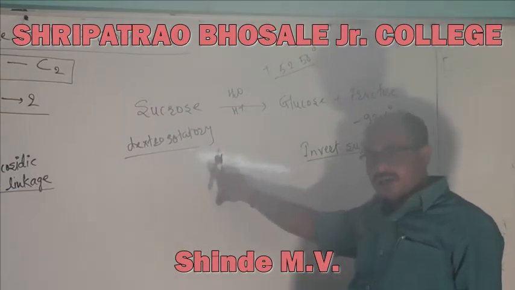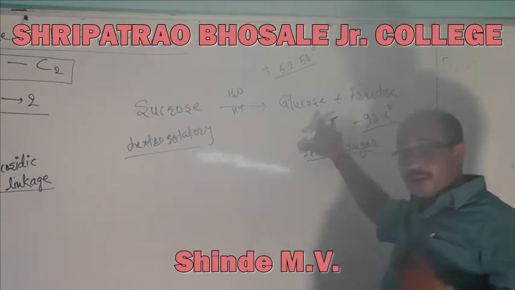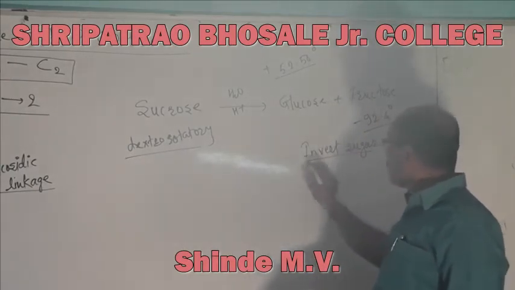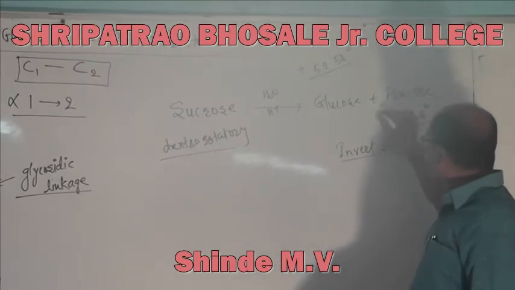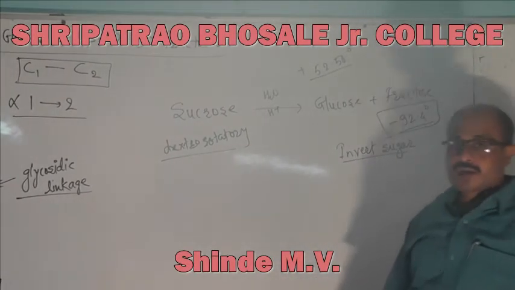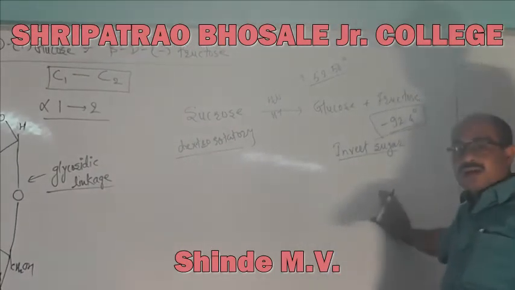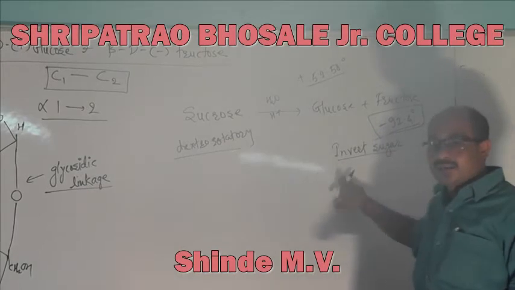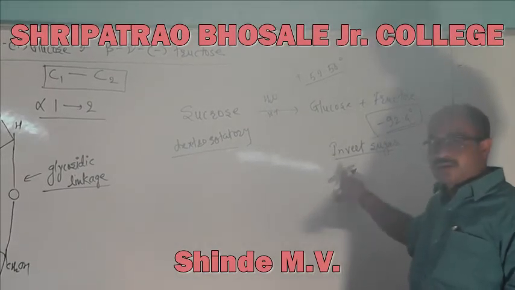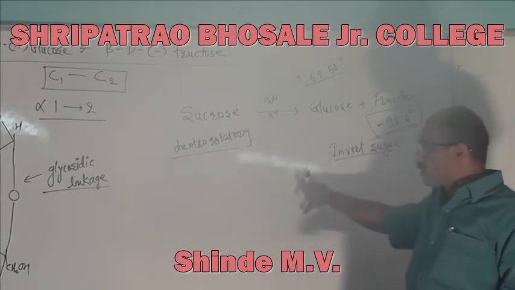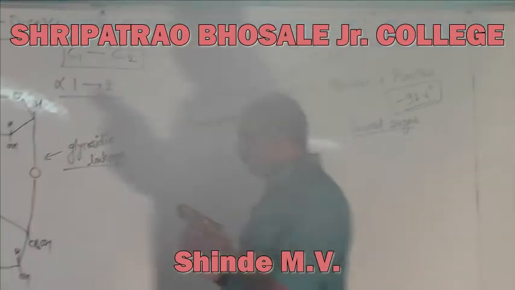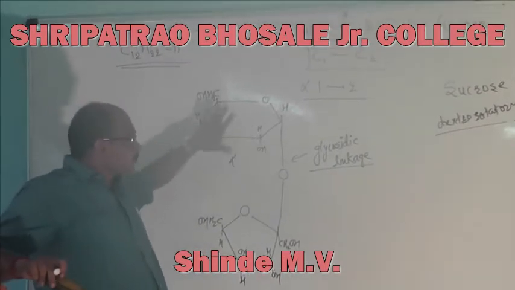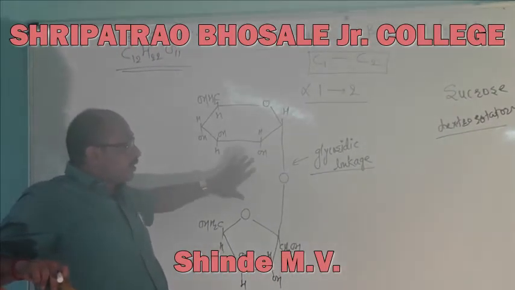Sucrose is dextrorotatory, but the products obtained have levorotation, due to the greater levorotation of the fructose molecule in comparison with the glucose molecule. So it is considered invert sugar. Sucrose is converted into invert sugar by hydrolysis. This is what we are studying about the sucrose molecule. Sucrose is dextrorotatory, and its hydrolysis product is invert sugar.